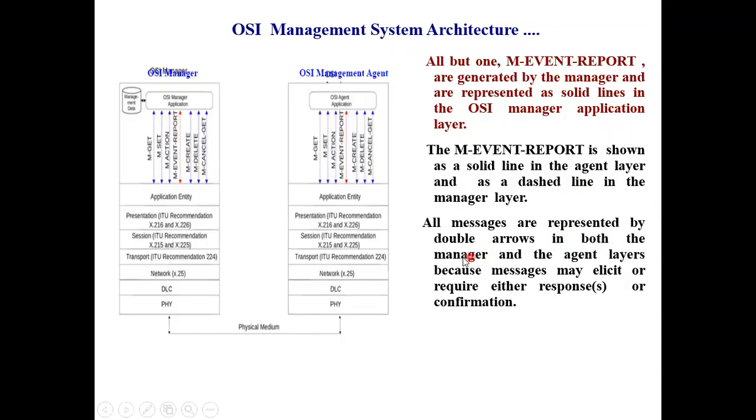All the messages are represented by a double arrow in both the manager and the agent layer because the message may elicit or require either a response or confirmation. So whenever I want to get the value of the counter, the value of the switch, or the status of some device, I require a confirmation. I got that message, and then only the agent will give me the response. So that's why the double arrow in both manager and agent is required.